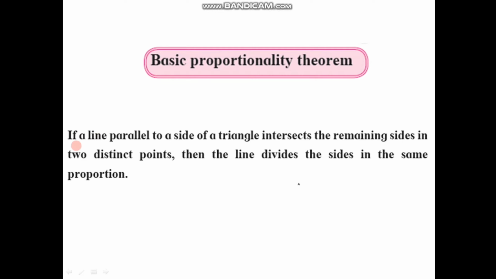The statement is, if a line parallel to a side of a triangle intersects the remaining sides in two distinct points, then the line divides the sides in the same proportion. So this is the statement of the basic proportionality theorem. Now we will illustrate this by using the diagram.